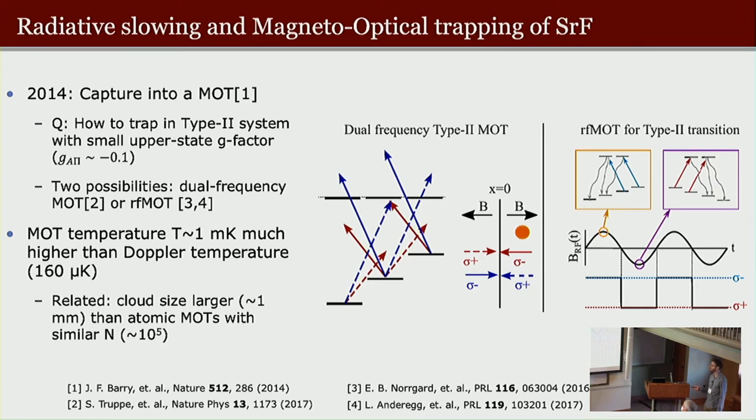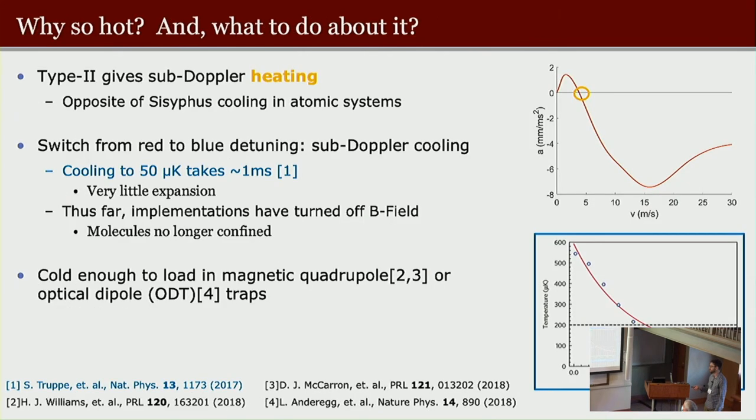One thing I'll point out here is that the MOT temperatures are typically much higher than the Doppler temperatures in these systems, and relatedly, the cloud size is a good bit larger than you might expect for atomic MOTs with a similar number of molecules or atoms. So why are these so hot, and what do you do about it? They're so hot primarily because, again, since it's a type 2 transition, the sub-Doppler forces actually wind up giving you heating as opposed to cooling. So it's the opposite kind of Sisyphus cooling that's used effectively in atomic systems.